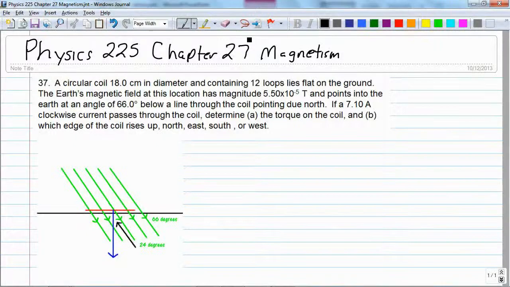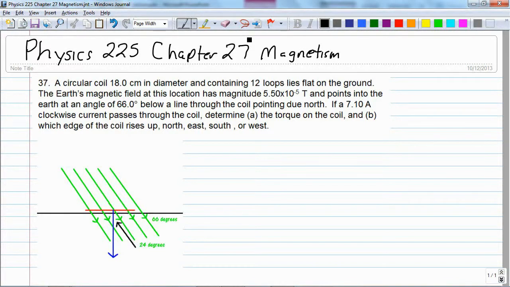Here's an example for torque on a loop. Here we have a circular coil, 18 centimeters in diameter, with 12 loops. The Earth's magnetic field at this point is 5.5 times 10 to the minus 5th Teslas, and it's into the Earth at 66 degrees. If the current in the loop is 7.1 amps clockwise, we want to determine the torque on the coil and which edge rises.